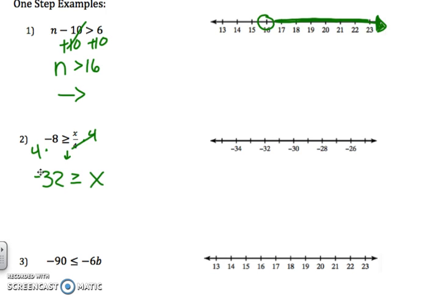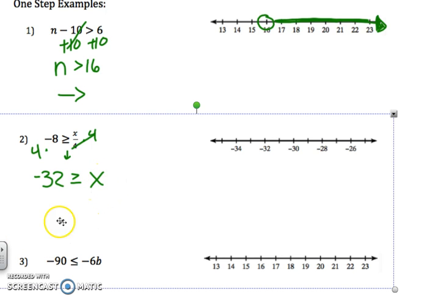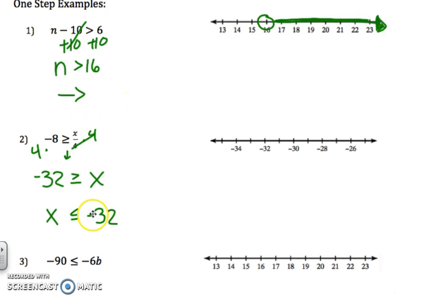Okay? So now, I can't graph yet because my variable's on the right-hand side and I need it to be on the left-hand side. So I'm going to switch everything around and make sure that that inequality sign was still opening up to that negative 32. Okay? So flip the x, flip the negative 32, and flip your sign. So now x is on the left-hand side and I can graph.